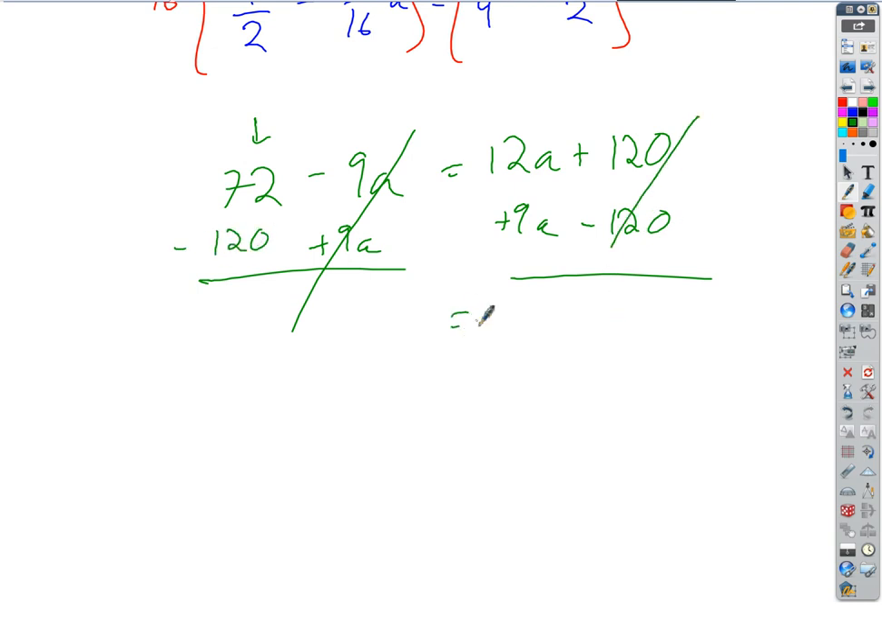And so we end up with 12a plus 9a. And then over here, 72 minus 120. What's that? 48. Sounds good. Negative 48. Yeah, good. Okay. Make sense? Last step. Good. And so if we reduce that, what goes into both those?